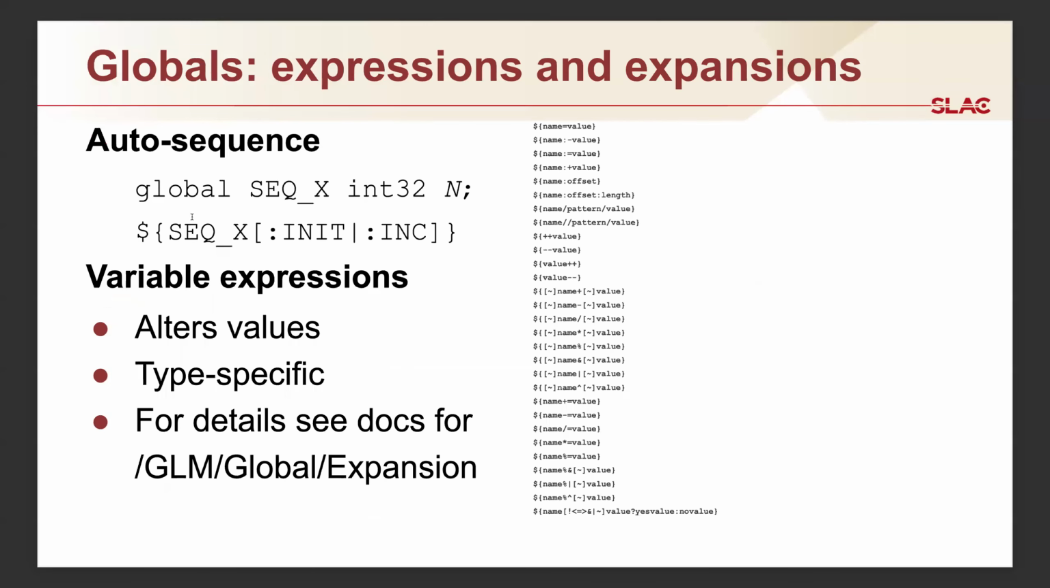Otherwise, generally, when we expand global variables in properties, we have access to a number of expressions and expansion syntax. The first is the sequence syntax. Any global variable that starts with seq underscore can be defined as an automatic sequence numbering system. You can initialize a sequence, basically reset it to 0, with the syntax sequence_x:init. And then you can increment the sequence using :inc. In either case, it returns the value. And of course, if you leave them out, it just returns the current value of the sequence number.